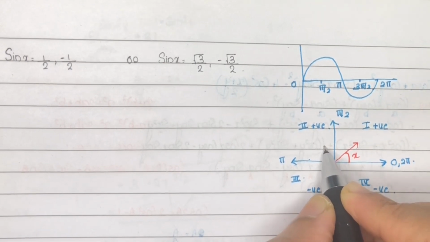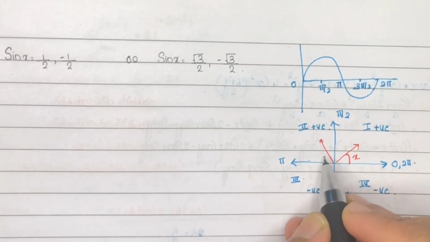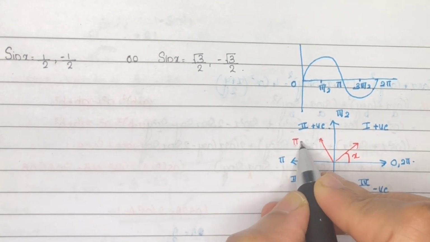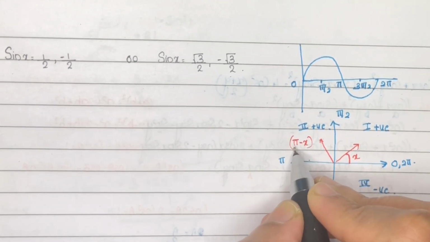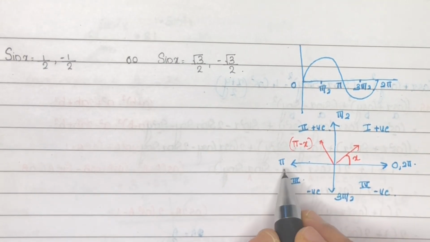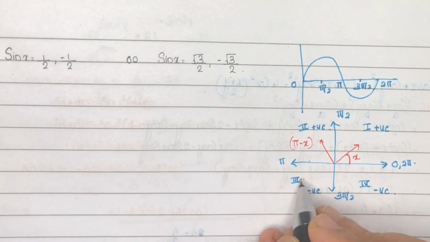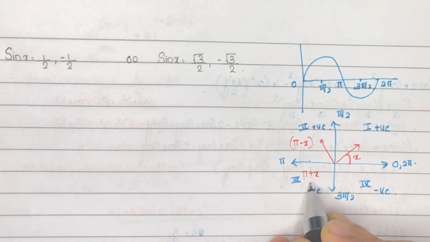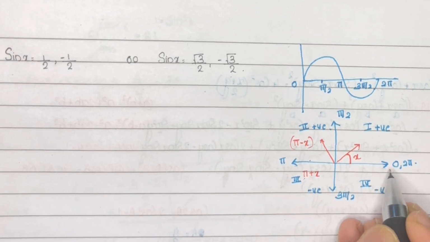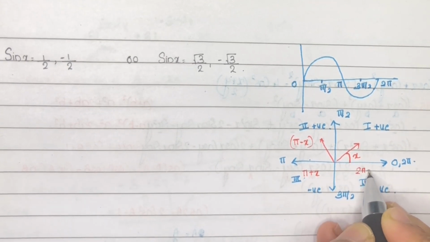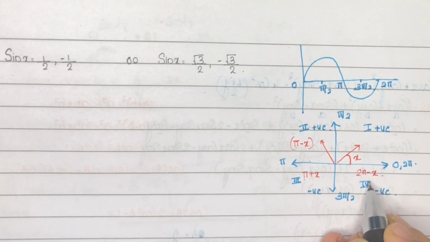And in the second quadrant, means a value less than pi, that is pi minus x, sin pi minus x also will be positive. And in third quadrant, means greater than pi, that is pi plus x, value will be negative. Sin pi plus x will be negative. And in the fourth quadrant, this is 2 pi and less than 2 pi, that is 2 pi minus x, sin 2 pi minus x will be negative.